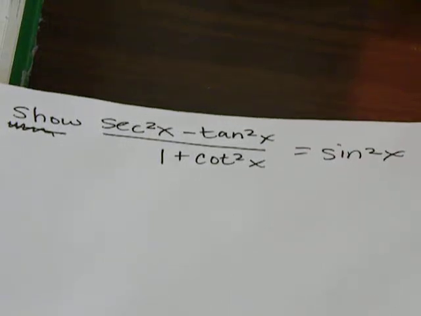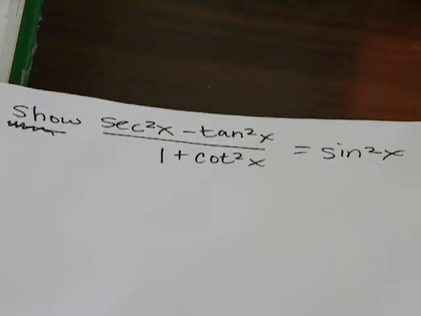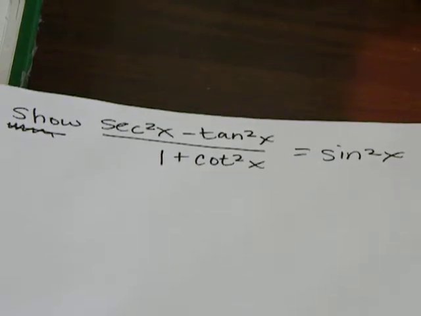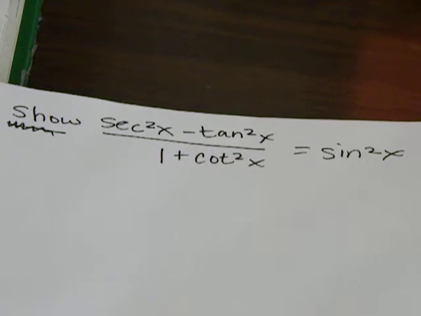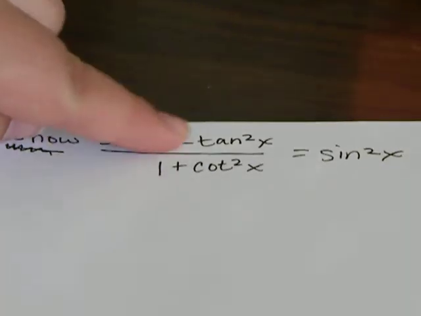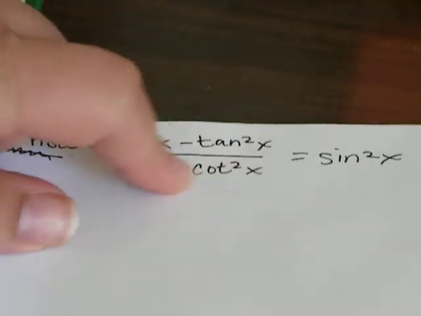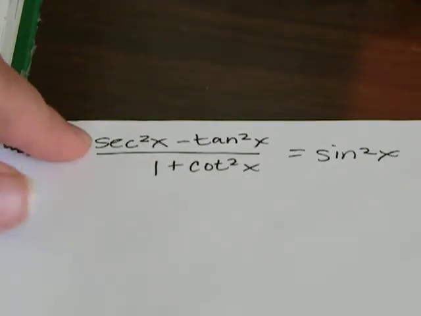Okay, so this is 80.1 that's on page 486. It says show that secant squared x minus tangent squared x, all over 1 plus cotangent squared x, is equal to sine squared x. So the first thing that you should do is go back into your book and see if you can find secant squared x minus tangent squared x and 1 plus cotangent squared x.